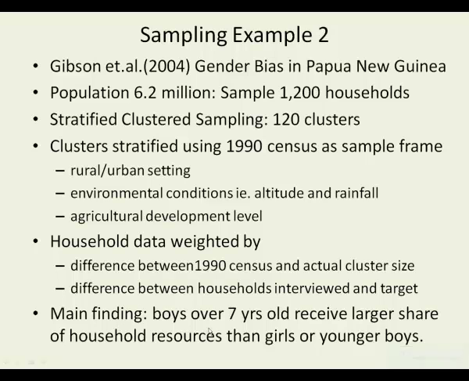And then their main finding was that boys over 7 years old receive a larger share of household resources than girls or younger boys. What they were actually measuring was what difference it makes to the consumption of discretionary goods by adults. So non-essentials, things like nice luxury clothing, especially alcohol, drinks, things like that. They found that only when there's a boy of over 7 years old in the family is there a measurable decrease in the adult consumption of luxury goods like alcohol, which they interpreted as meaning that only with boys over 7 is there a measurable impact on family resources.